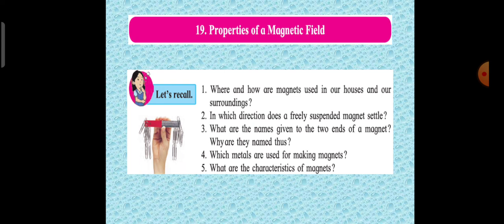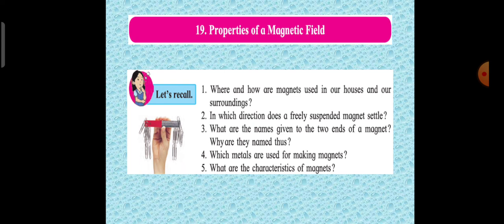Which metals are used for making magnets? Alloys of iron, cobalt, and nickel, or an alloy called nippermag made up of iron, nickel, aluminium, and titanium. An alloy alnico made up of aluminium, nickel, and cobalt.